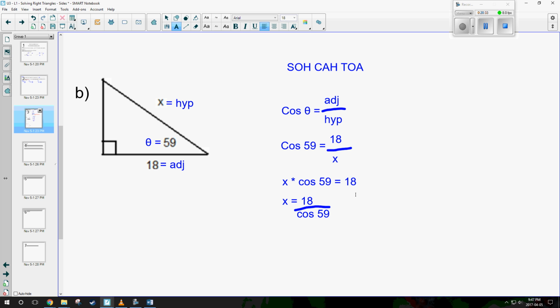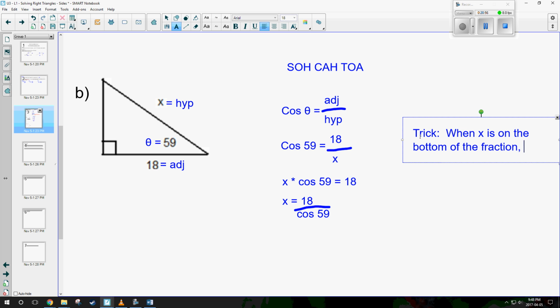What I'm going to do is show you a little trick so that you don't always have to think about that, because sometimes those steps confuse students. One of the nice little tricks is, and I'm just going to write it in words off to the side and then I'll show you, when x is on the bottom of the fraction, all we do is switch the value of x with what's on the other side of the equation.